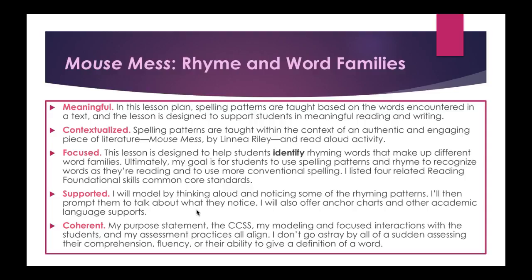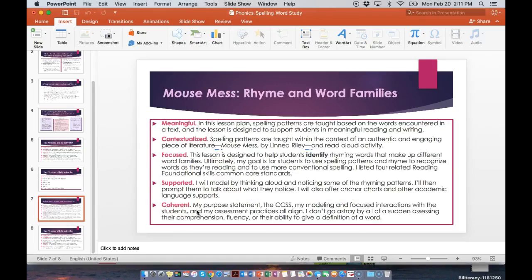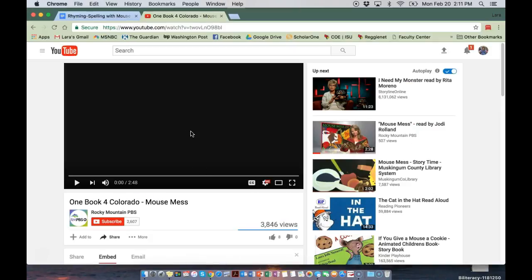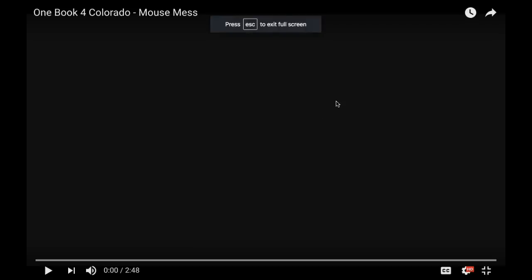So what I'm going to do is go out of this PowerPoint for a minute and walk through a lesson plan for you using the book Mouse Mess by Linnea Riley. So let me escape out of PowerPoint for a second, and I am going to go to Chrome. And the first thing I want to do is introduce you to this book in case you're not familiar with it. I've crafted a lesson plan for this text, and so I'll play this video for you, and it's basically a read aloud online, which is kind of cute.